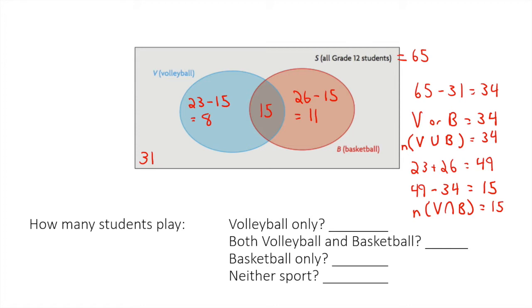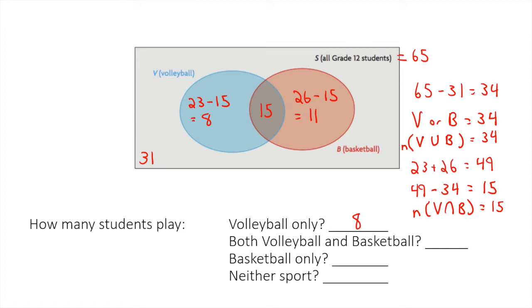So this is how you know that you've set up a Venn diagram correctly, if all of these values add up to what the total number of students, or whatever your universal set number should be. So now we can fill out our answers to the questions below. How many students play volleyball only? Well, again, that's just the blue area, not the overlap, and so we have an answer of 8.